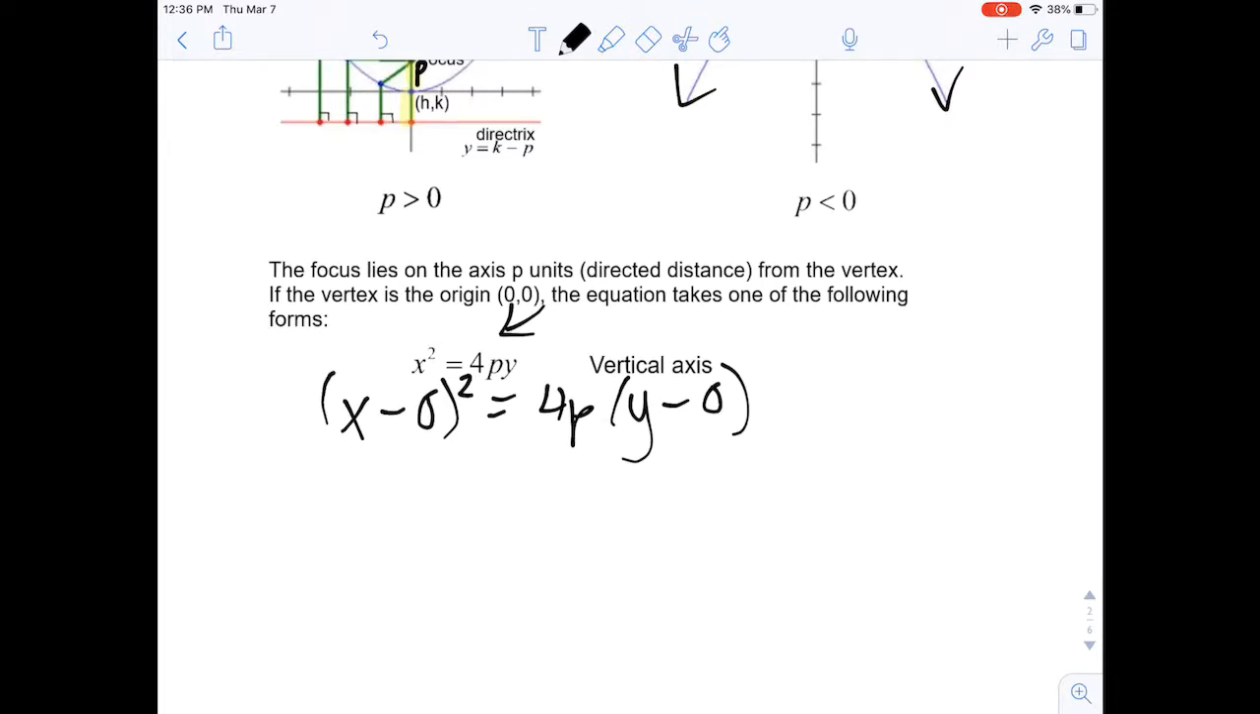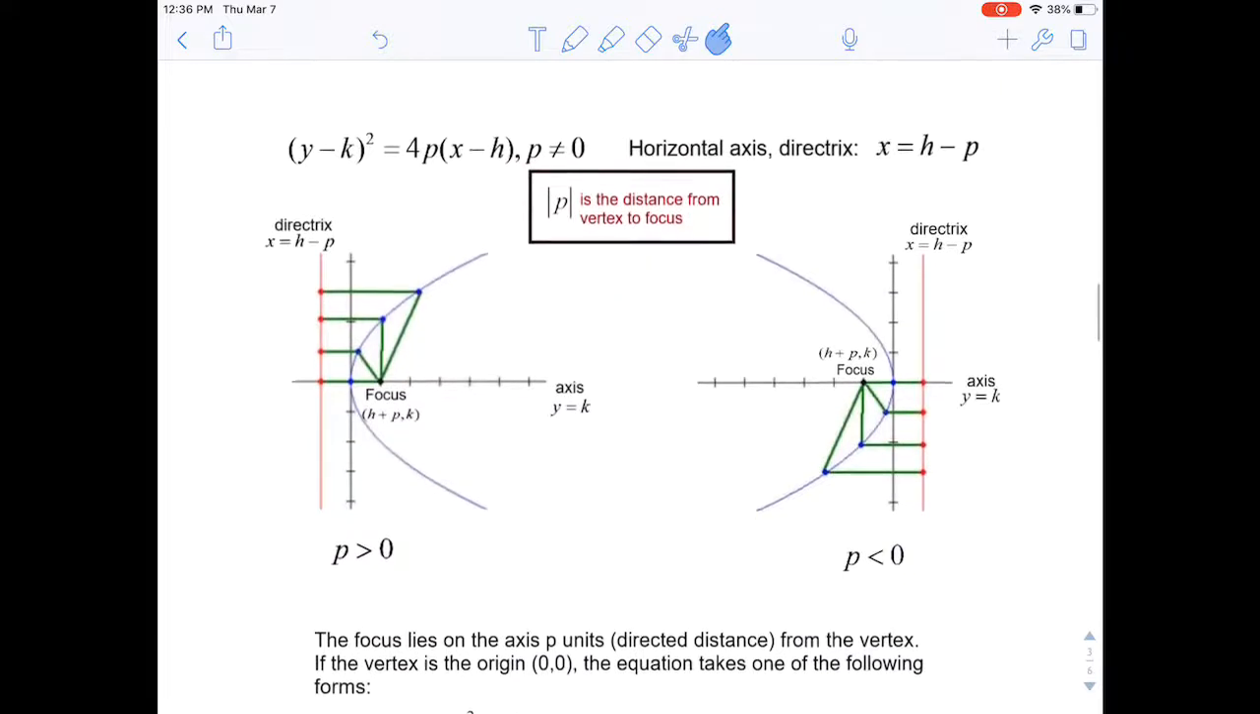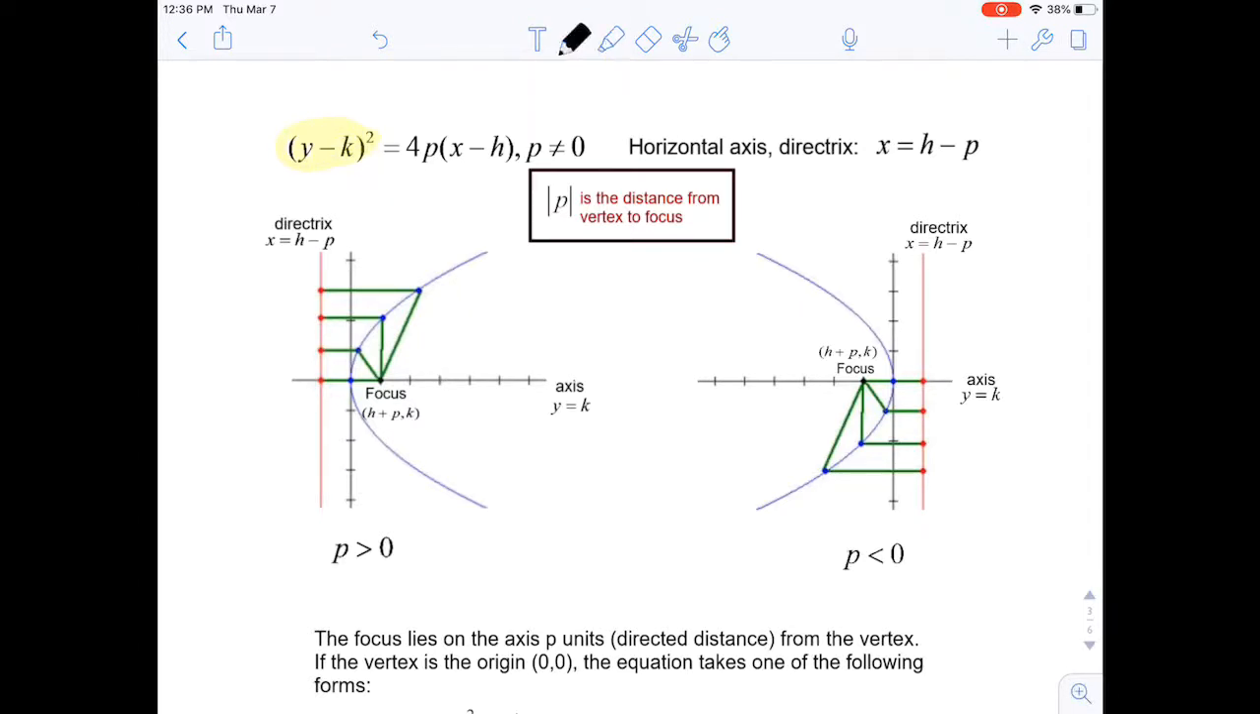All right, now we are going to do parabolas that can face to the left or right. So notice how these parabolas that face to the left or right, we have the y part squared. If your y part is squared, that's your indication that it's going left or right. If your p is positive, it's going to the right. If your p is negative, it's going to the left. And again, p is the distance from the vertex to the focus.